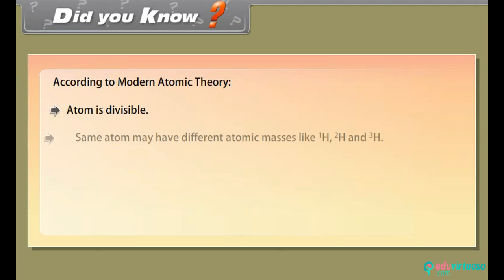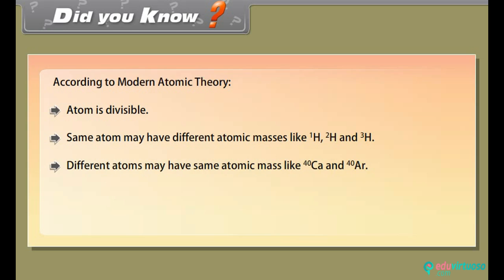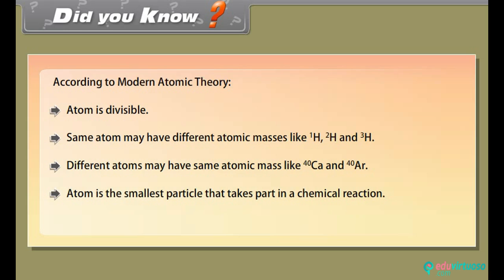Did you know, according to modern atomic theory, atom is divisible? Same atom may have different atomic masses like 1H, 2H and 3H. Different atoms may have same atomic mass like 40Ca and 40Ar. Atom is the smallest particle that takes part in a chemical reaction. The mass of an atom can be changed into energy.